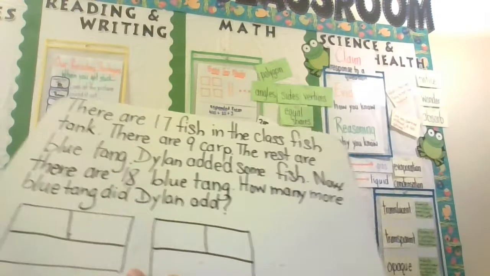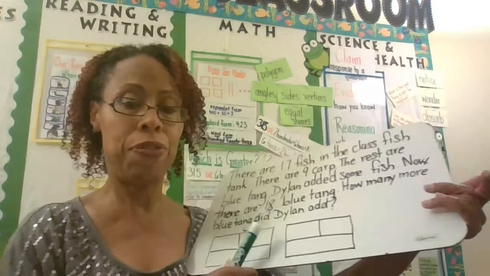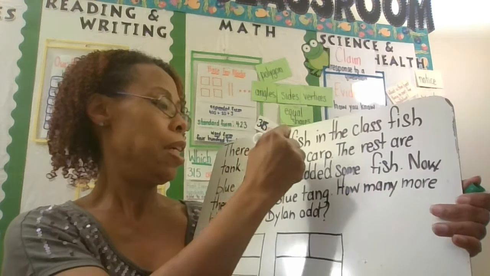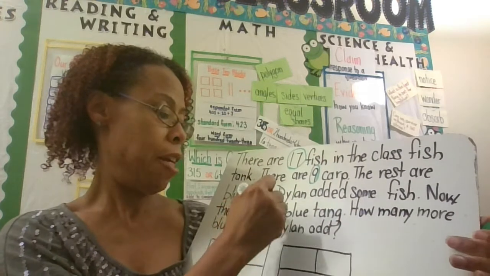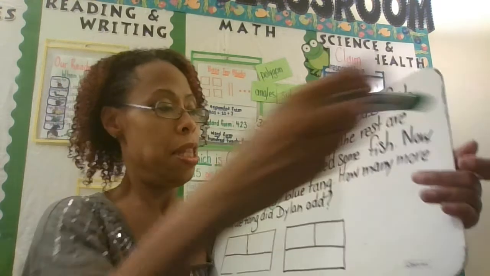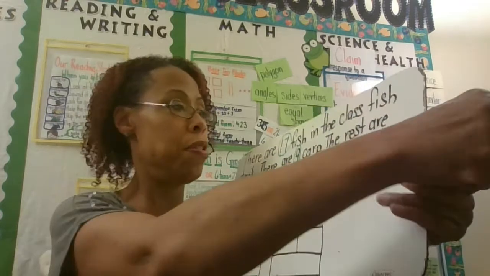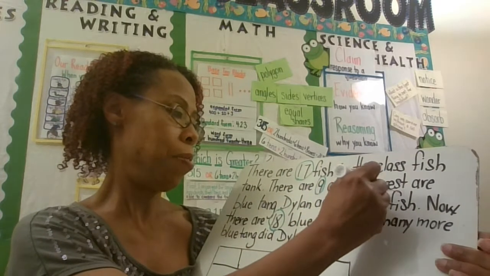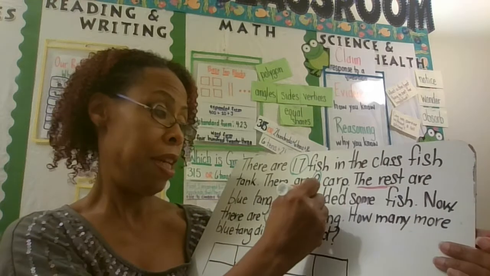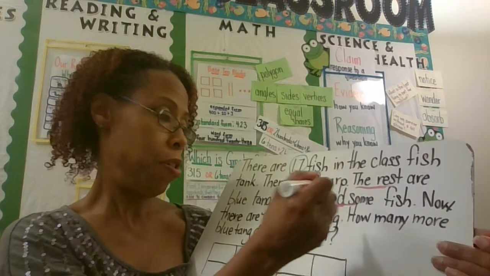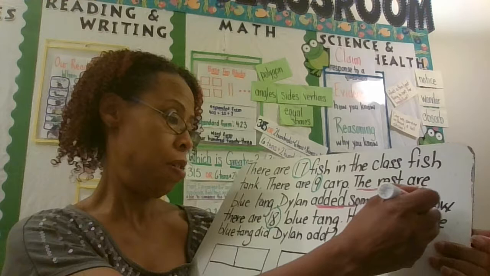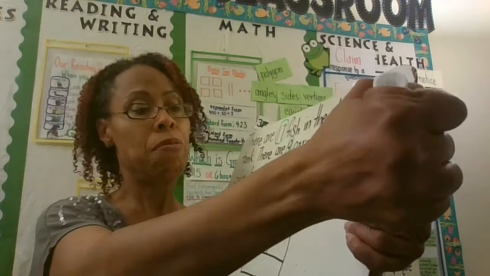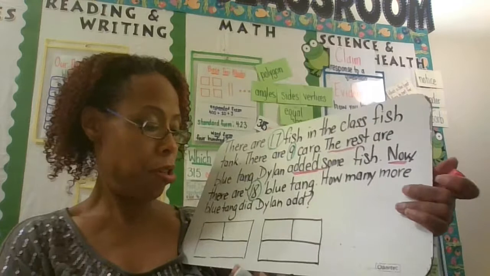So let's first identify the key numbers in the problem. We have 17, 9, 18. And then let's look at the key words. The rest, that means what's remaining, what's left over. And then he added some fish. And now, so that means there's a change. Let's just keep this out, shall we?